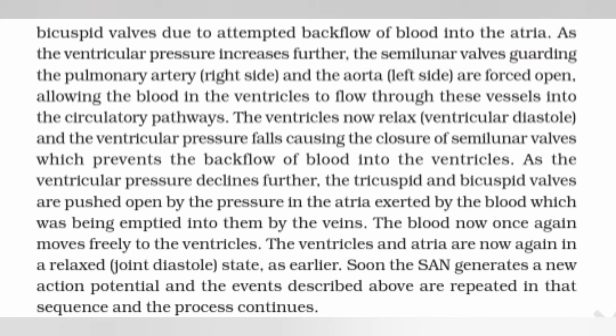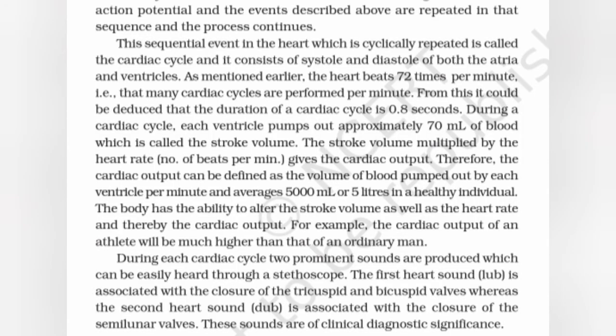As the ventricular pressure declines further, tricuspid and bicuspid valves are pushed open by the pressure in the atria exerted by the blood, which is being emptied into them by veins. The blood now once again moves freely to the ventricles. Ventricles and atria are now again in a relaxed, that is joint diastole state, as earlier. Soon the SAN generates a new action potential and the events described above are repeated in that sequence and the process continues. This sequential event in the heart, which is cyclically repeated, is called cardiac cycle. It consists of systole and diastole of both atria and ventricle.